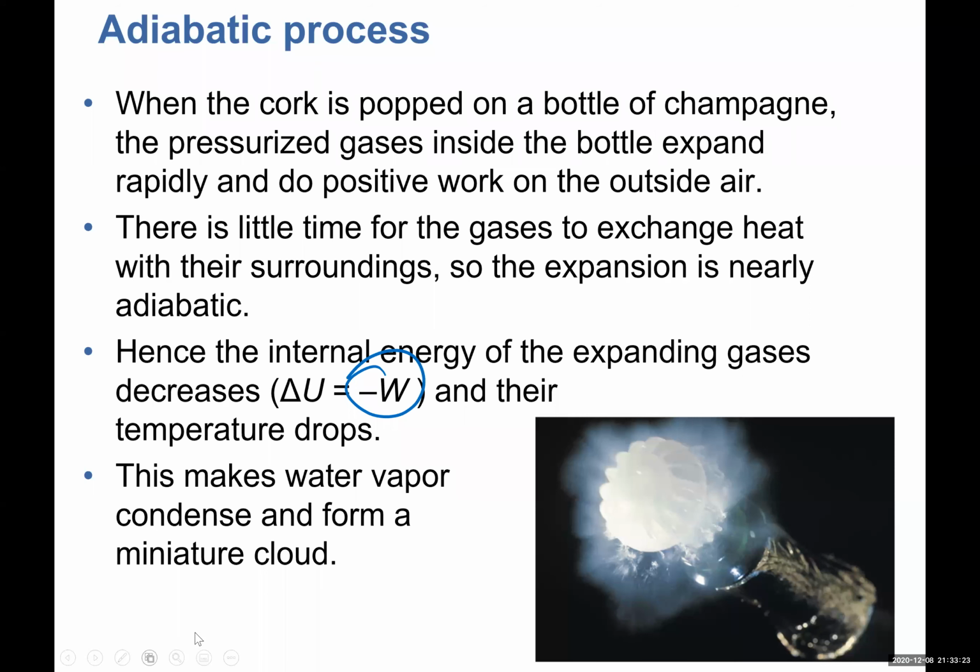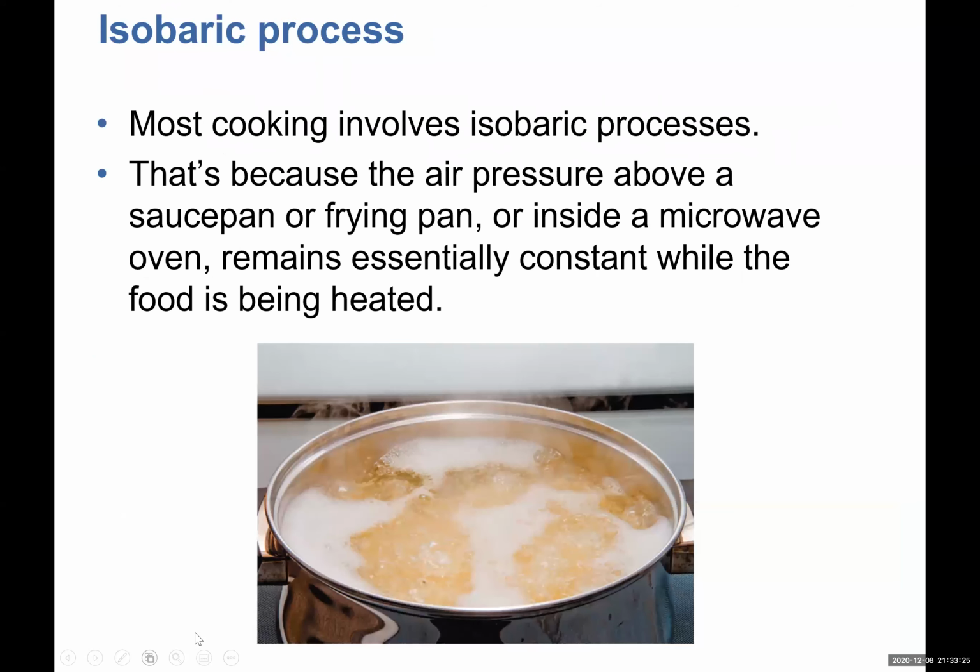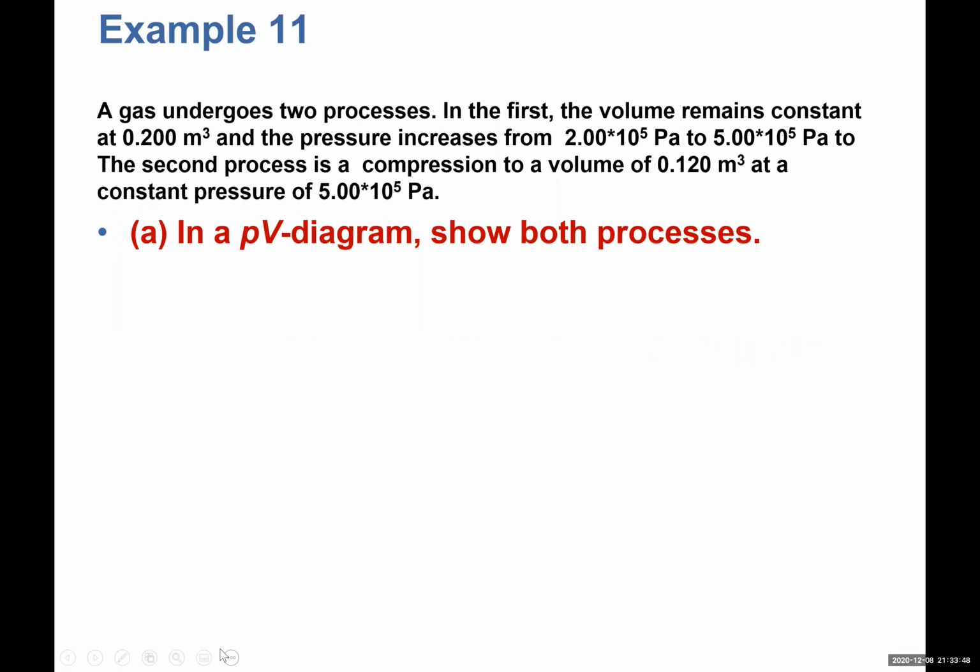All right, so let's look at the isobaric process. You can see, right, most cooking involves isobaric processes. That's because the air pressure above a saucepan or frying pan or inside a microwave oven remains essentially constant while food is being heated. Okay, so this is basically an isobaric process, which means constant pressure. Okay, so we can see an example here involving some of those processes again.